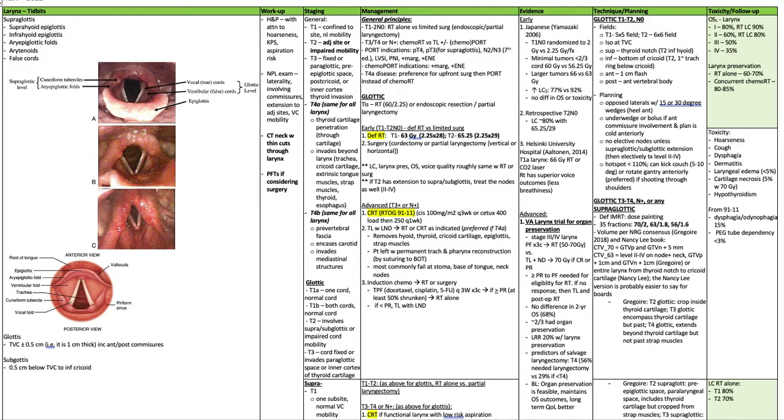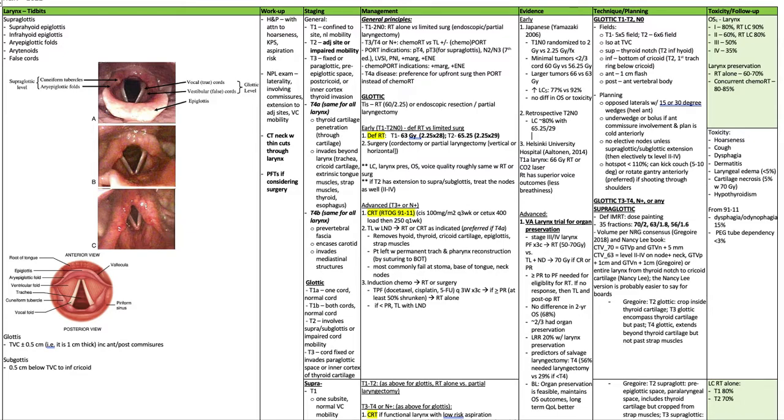Early T1 to 2 N0 glottic larynx cancer is treated with definitive radiation versus limited surgery. Definitive radiation for T1 is 63 gray, 2.25 gray per fraction times 28 fractions. For T2, it's 65.25, which is 2.25 gray times 29 fractions. So you just add on one more fraction.